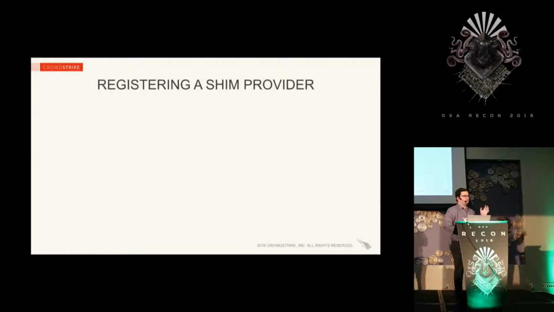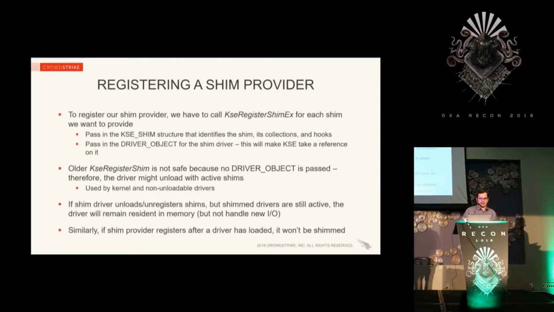So once you've defined all these structures, how do you then register for a shim provider? Well, there's a nice little export API for you called KSC register shim EX. And you basically pass in that KSC shim structure, which identifies your shim, your GUID, your name, the collections of hooks and the actual hooks, and you pass in your driver object.